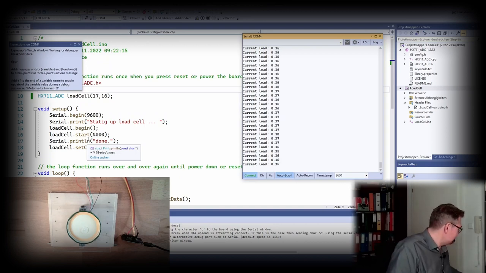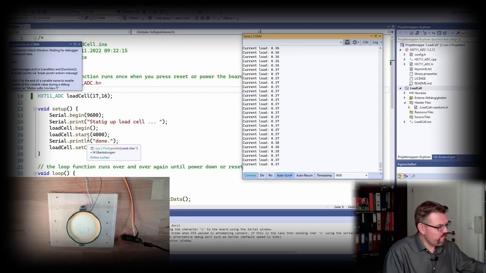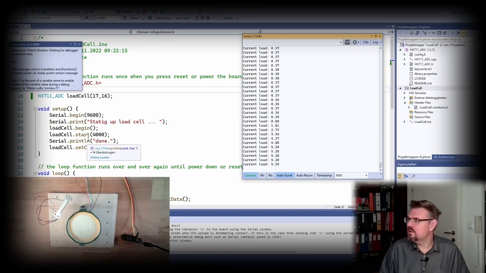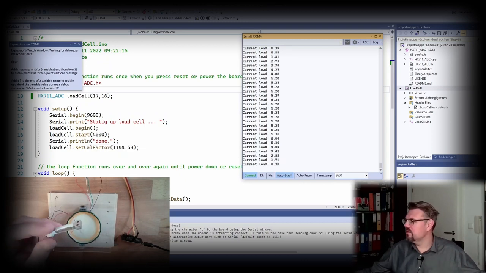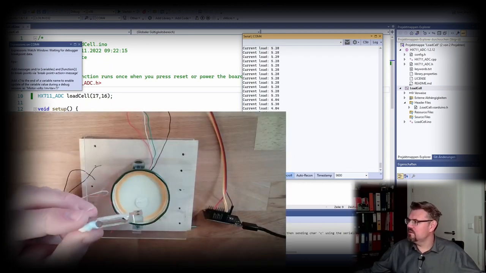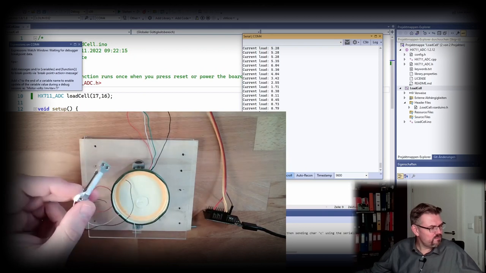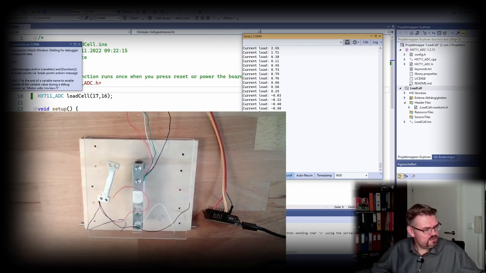But since this is that accurate, I really wonder how accurate this little thing here is, the 100 gram part. It's just 100 grams, it's not like this 1 kilogram one.